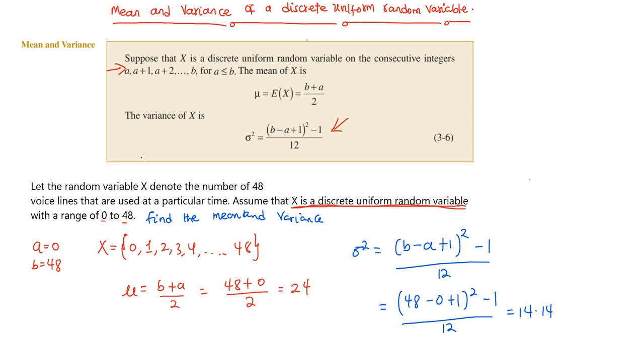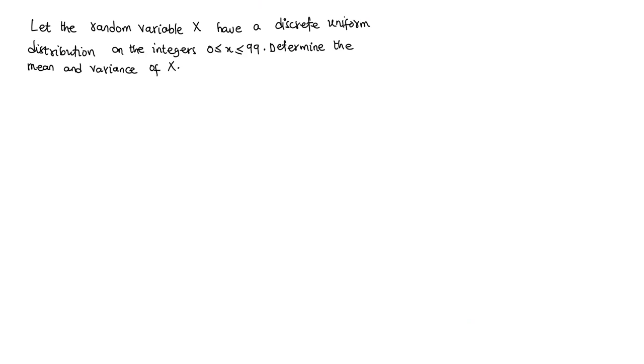Okay, so now let's look at another example. I have the question here, which is that let the random variable x have a discrete uniform distribution on the integers x greater than or equal to 0 but less than or equal to 99. Determine the mean and variance of X.